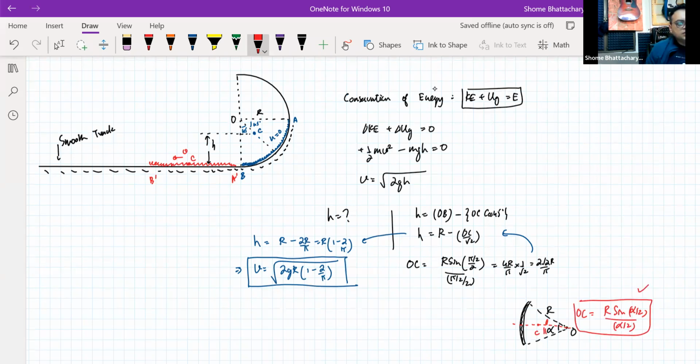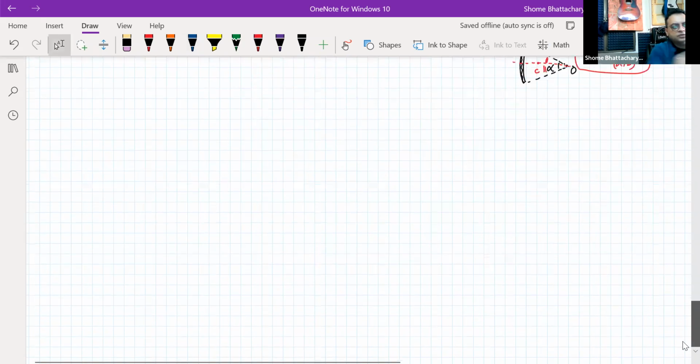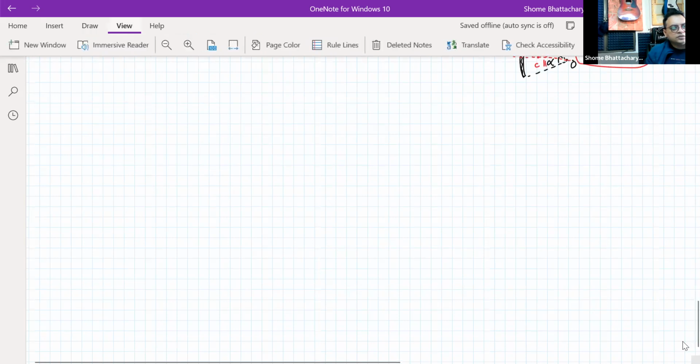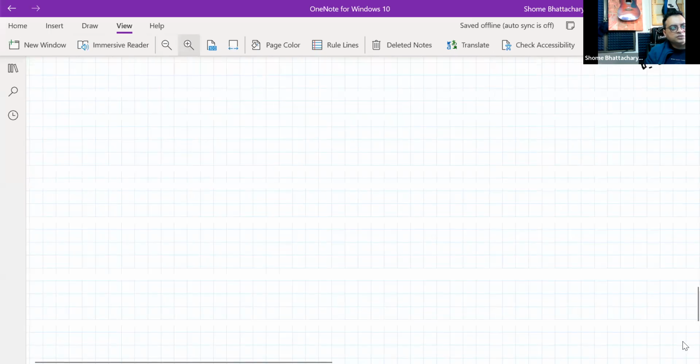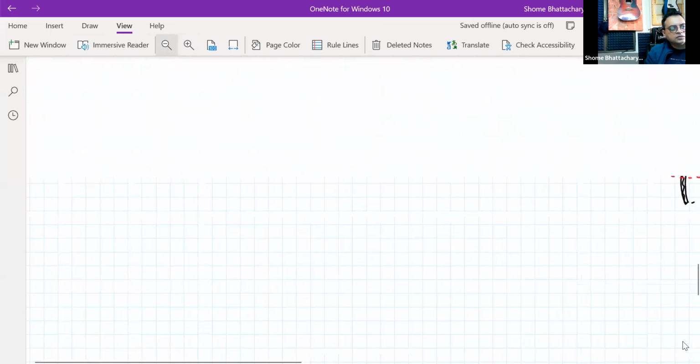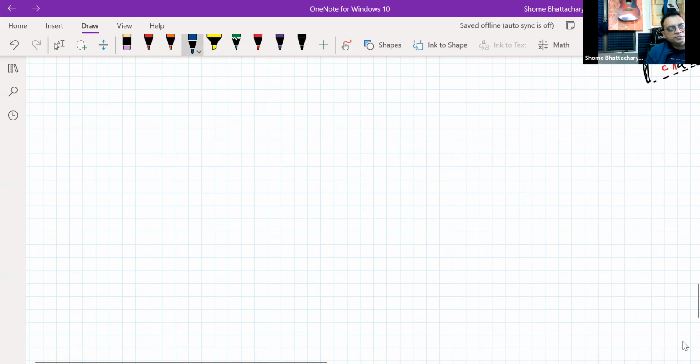So that more or less completes center of mass by integration applications. Now let's move on to the very last part of the chapter, system of particles, which is application of impulse momentum theorem or Newton's second law to variable mass systems.